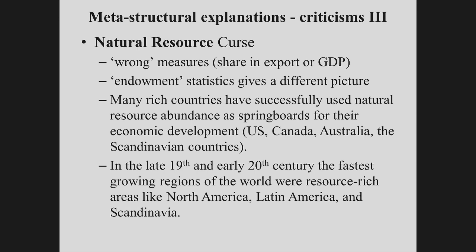So if you look at these kinds of GDP or export indicators, you are going to confuse the symptom of underdevelopment, namely high dependence on primary commodities, with the cause of underdevelopment, according to this theory, the natural resource curse. If you actually look at the objective indicators of how much mineral deposit a country has and so on, only a few countries in Africa have rich natural resource endowment. Basically, South Africa and the Democratic Republic of Congo, followed by a handful of oil-producing countries like Angola, Gabon, and Equatorial Guinea. But most other African countries do not have much natural resource endowment. Many rich countries have successfully used natural resource abundance as springboards for their economic development: US, Canada, Australia, the Scandinavian countries. Indeed, in the late 19th, early 20th century, the fastest growing regions were resource-rich areas like North America, Latin America, and Scandinavia.